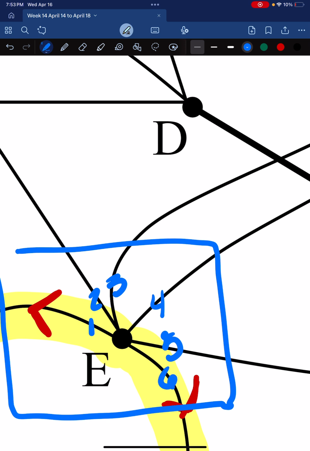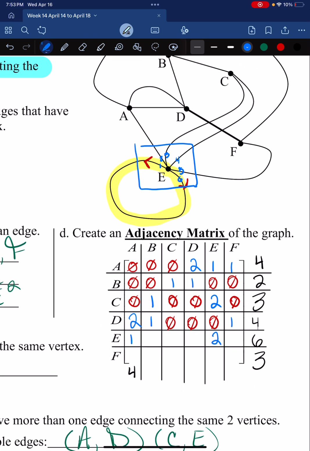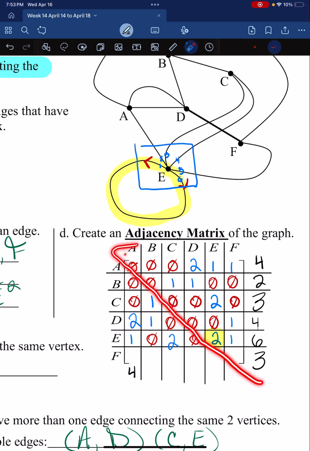So they're both leading out and leading back into E. We have 1 from E to A, 2 from E to C, 1 from E to F, and we add that and we get 6. So please remember that when you're looking for the second one, if it's a loop, that's going to be right there, E to E. And those would be listed on the diagonal. So they'll be in one of these diagonal corners right here.